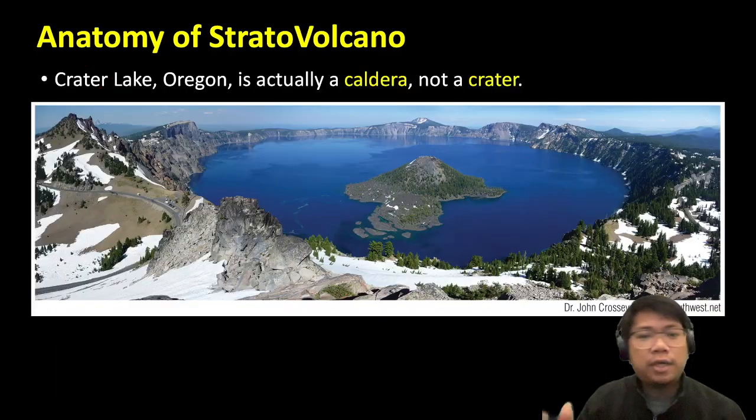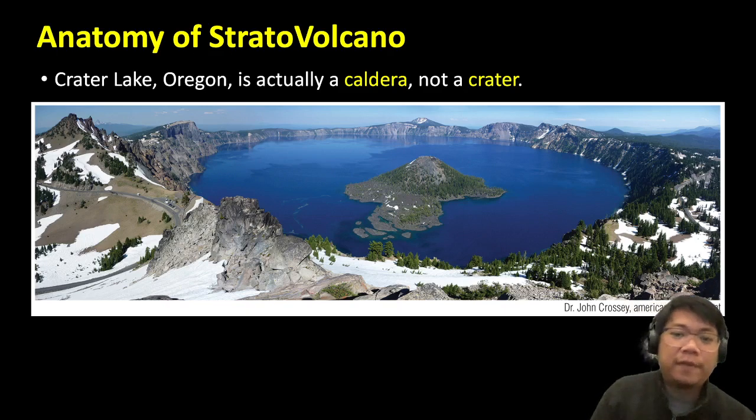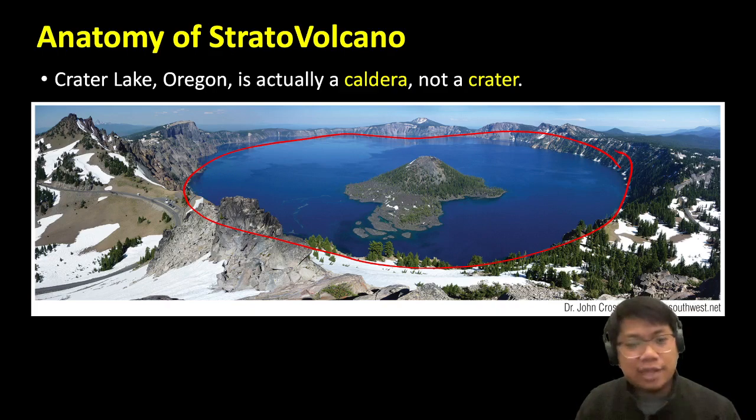Okay, so here is an example of a caldera. So this is called Crater Lake in Oregon, but this is actually not a crater. This is actually a caldera because they form after a big eruption. Okay, so even though it is called Crater Lake, it's actually not a crater. It is a caldera. Okay.